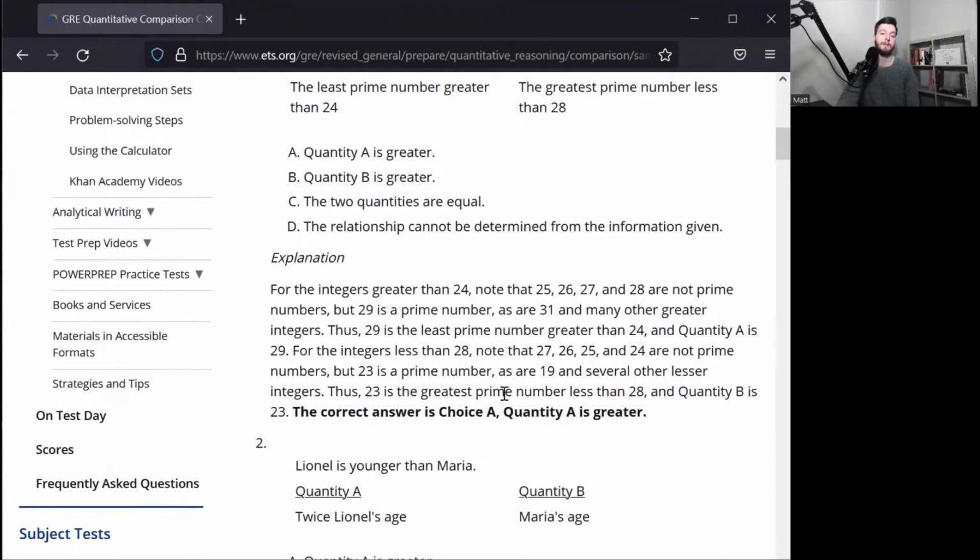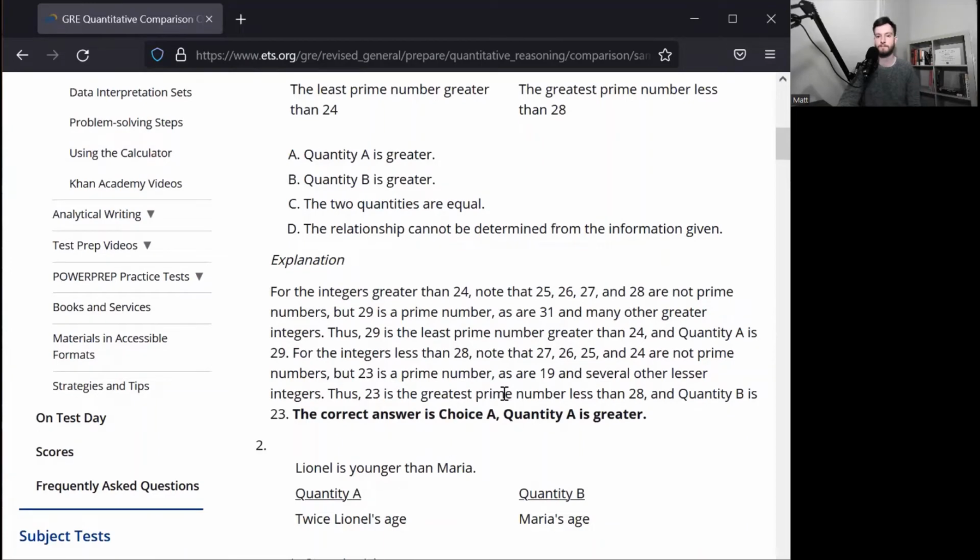So we have Lionel is younger than Maria. Quantity A is double the age of Lionel. Quantity B is Maria's age. So here we have no exact numbers for A and B, which is different than the first question we did. What do you think you should do? You might just start picking ages and seeing if quantity A is greater than quantity B.